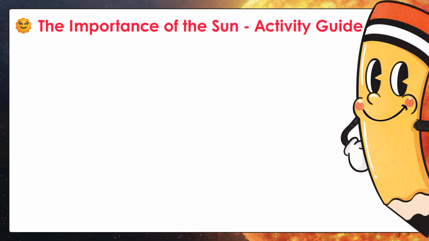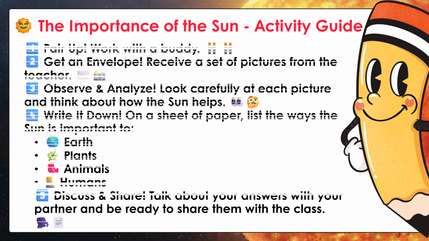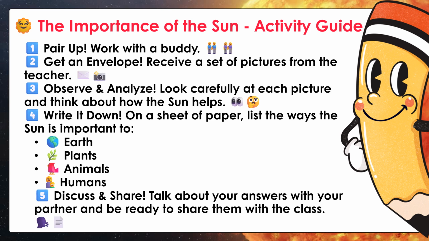The importance of the sun. This is an activity guide. Pair up. Work with your buddy. Get an envelope. Receive a set of pictures from the teacher. Observe and analyze. Look carefully at each picture and think about how the sun helps. Write it down. On a sheet of paper, list the ways the sun is important to Earth, plants, animals, humans. And discuss and share. Talk about your answers with your partner and be ready to share them with the class.